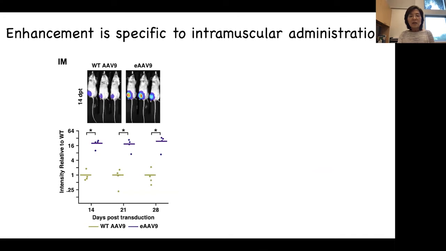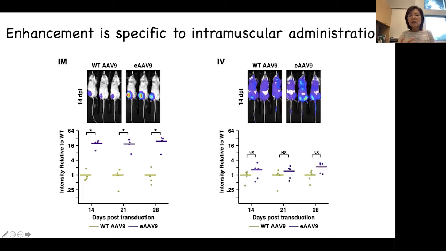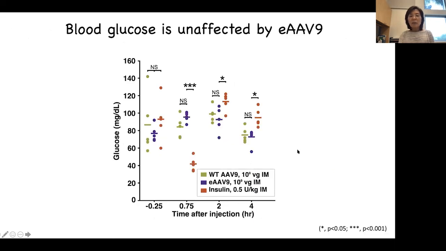And I can just skip this, but let me see, time. Yeah, I can just skip this. It just shows that although IR is expressed throughout the body, if you inject this vector through IV, the effect is not that great. So this vector is more suitable for IM injection.